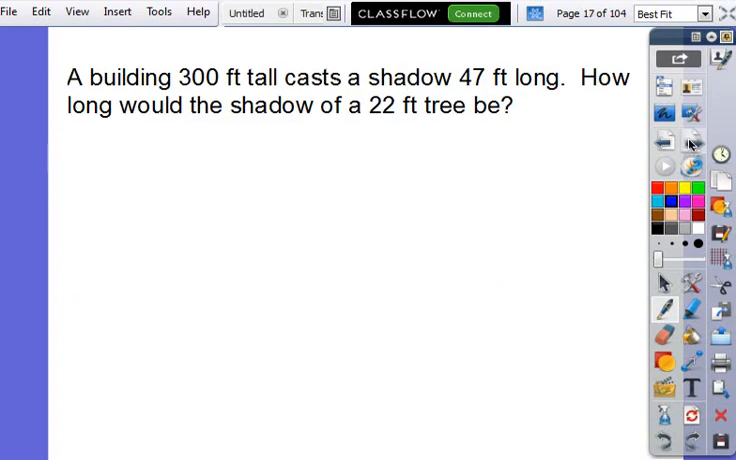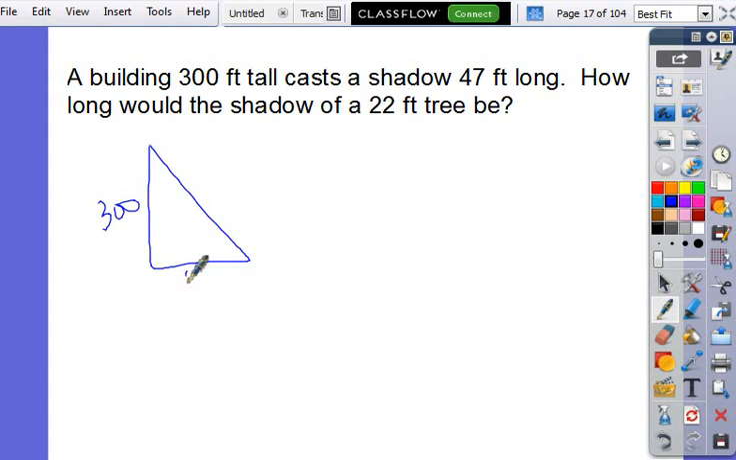All right, we'll get this and we'll stop. You've got to be able to do these word problems right here. A building 300 feet tall casts a shadow 47 feet long. What do I need to do? Draw the triangle. So a building 300 feet tall. Where does the tall part always go? That's up and down. That's the height. Cast a shadow 47 feet long. Where do shadows always go? Bottom. That's always on the bottom.